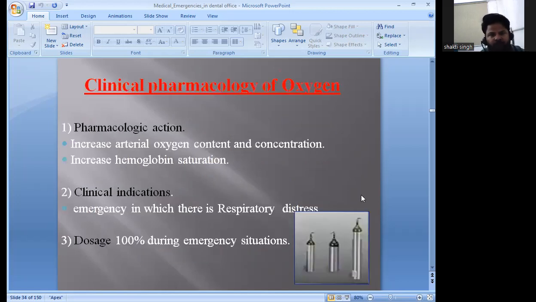The clinical pharmacology of oxygen: the pharmacological action is to increase the arterial oxygen content and concentration, and increase the hemoglobin saturation. Clinical indication is emergency in which there is any respiratory distress to the patient, and its dosage is 100% during the emergency situation.